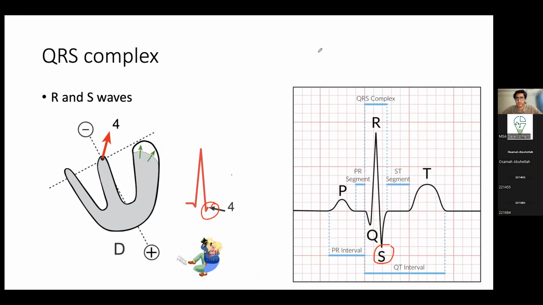Is this clear? Who asked to repeat the R and S wave? All right. We have a question that asks when the signals reach the bundle of His, the Q wave. You can say that. Yeah, you can say that.